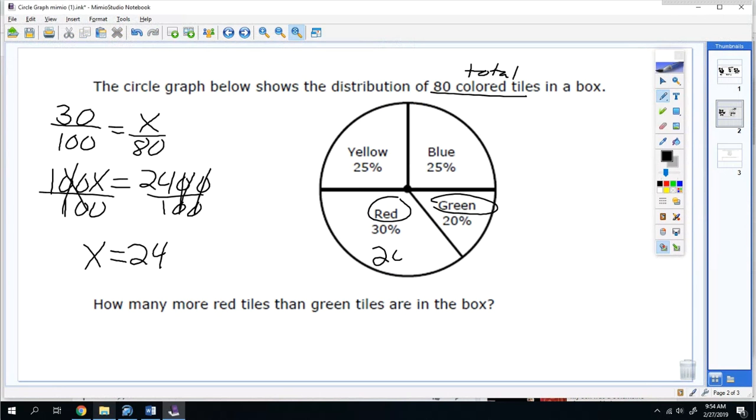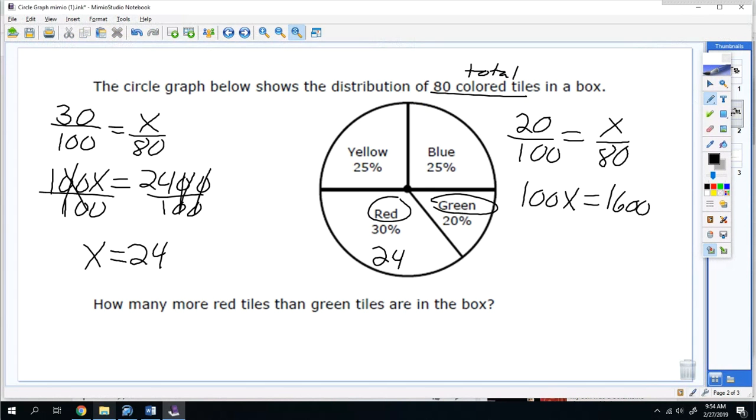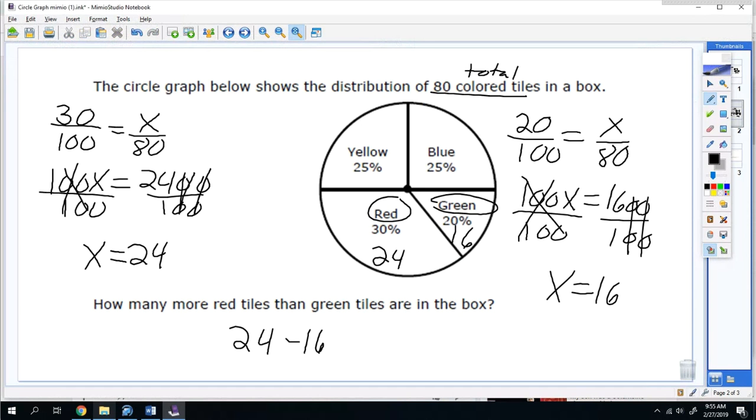So red is 24. Now we're going to do green. Green is 20% over 100%, which is equal to x over 80. So you get 100x is equal to 1,600. Divide by 100 on both sides. Cross this off. Cross off the 0. You get x equals 16. So green is 16. So you're going to do 24 minus 16, which is 8. So the answer would be 8.